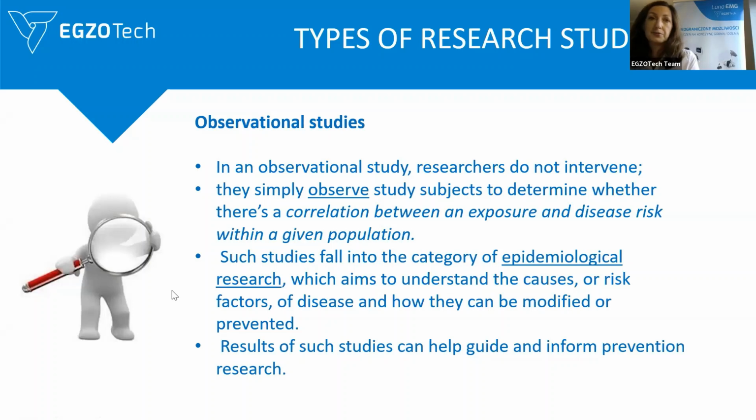I will start with the observational studies, which are lower on the pyramid. This is a study where the researchers do not really intervene. They simply observe the study subjects. They want to determine whether there is any correlation between an exposure and the disease within a given population. So the results of such studies can help guide and inform prevention research.